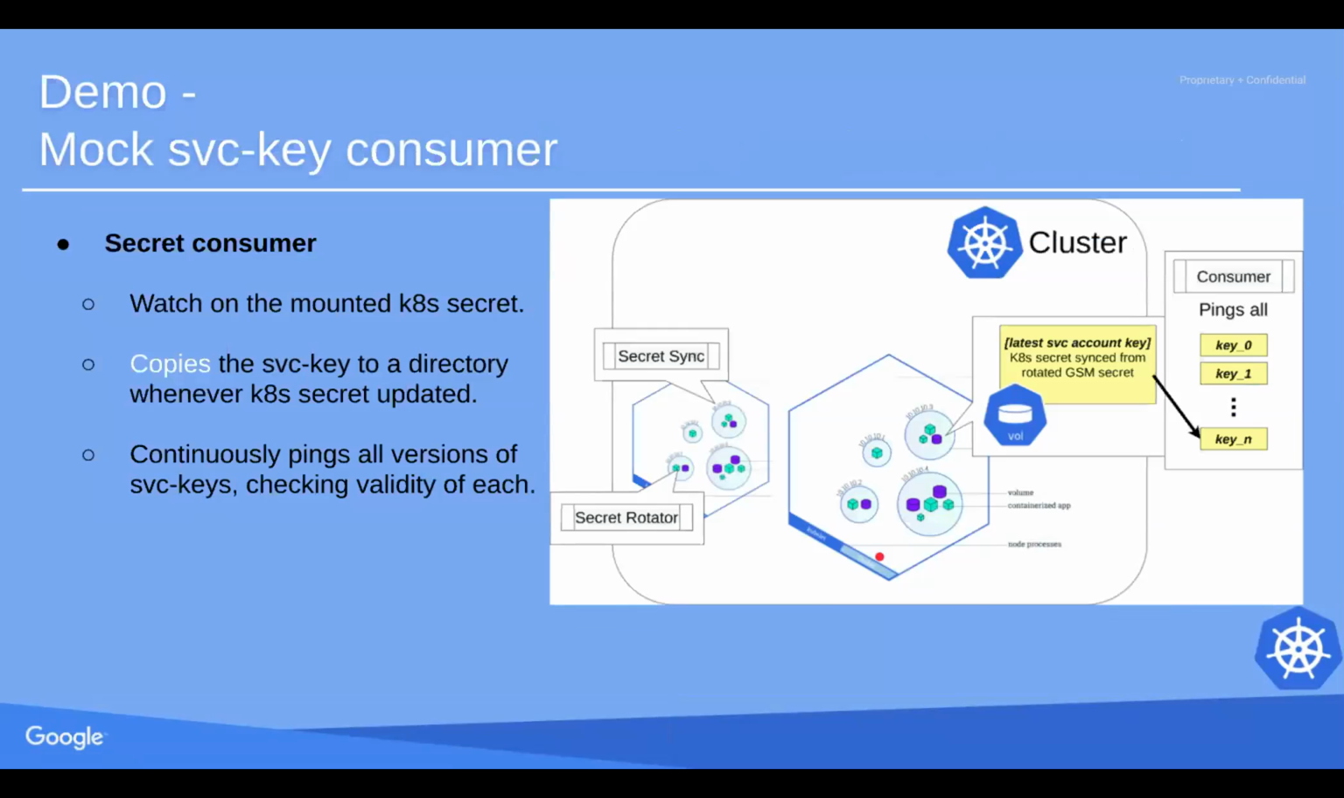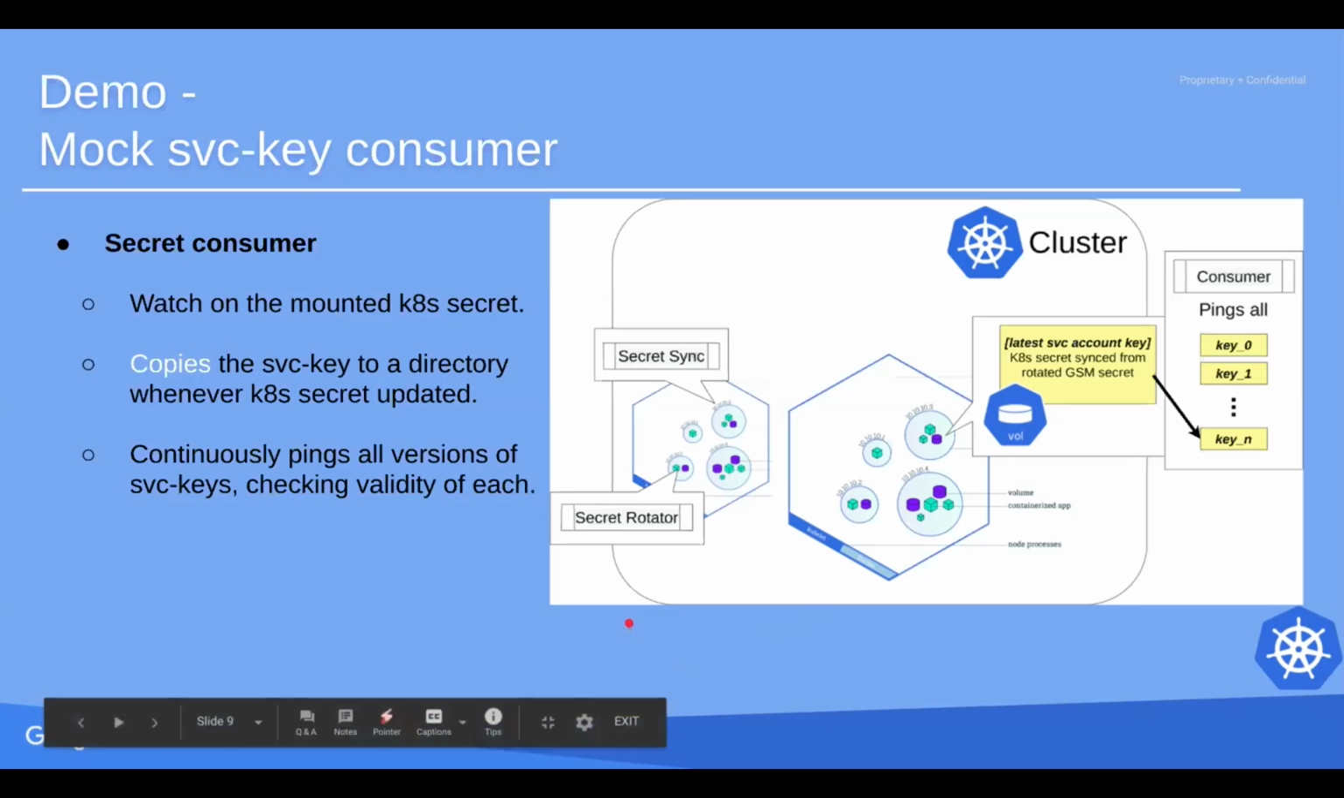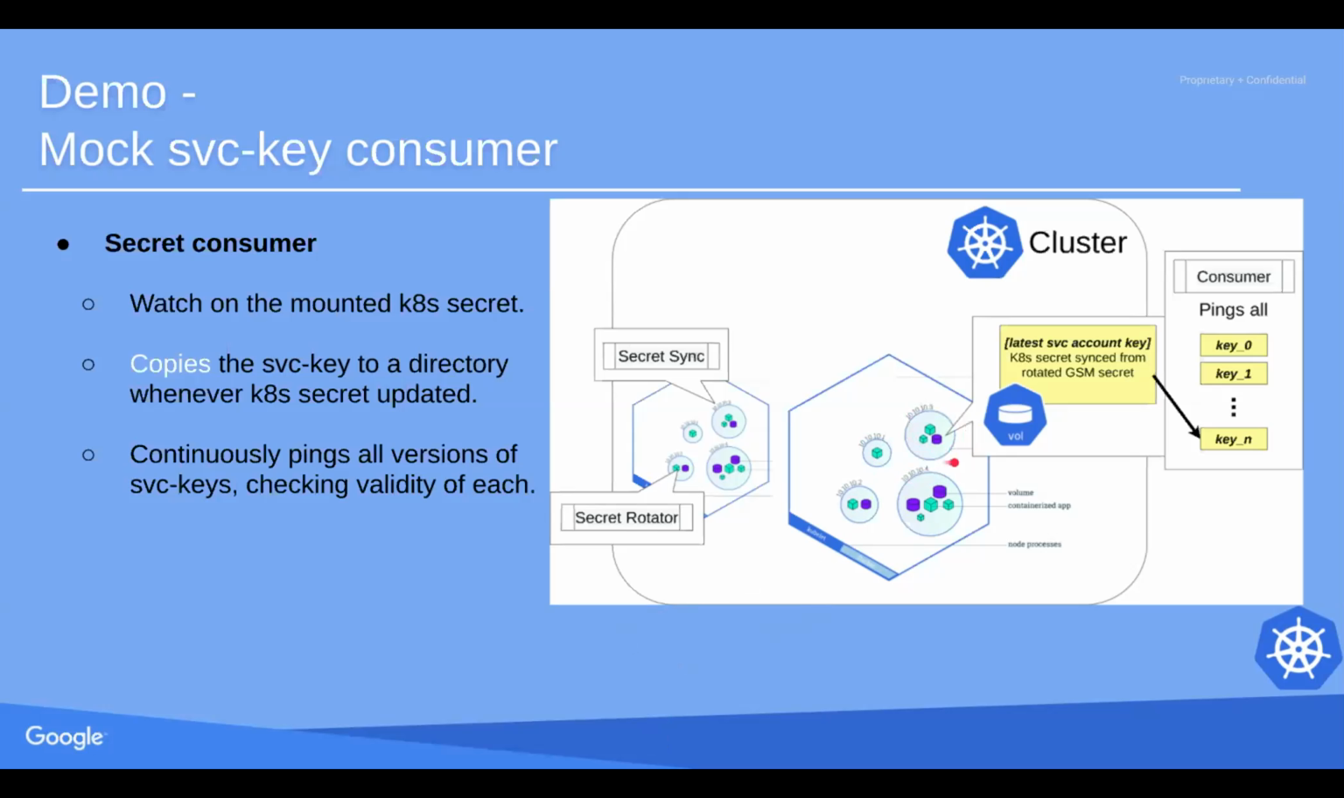So in order to verify the results for this secret rotation, we implement a mock service account key consumer within the same cluster. What it does is continuously watch the mounted Kubernetes secret, which is the service account key in this case. And whenever an update is observed, it makes a copy of the current service account key into another directory, so that it will always have a full collection of the entire history for this secret. So it will have every version of the service account key in the other directory. And then it continuously pings all versions of the service account key and checks whether each is valid at the current time.